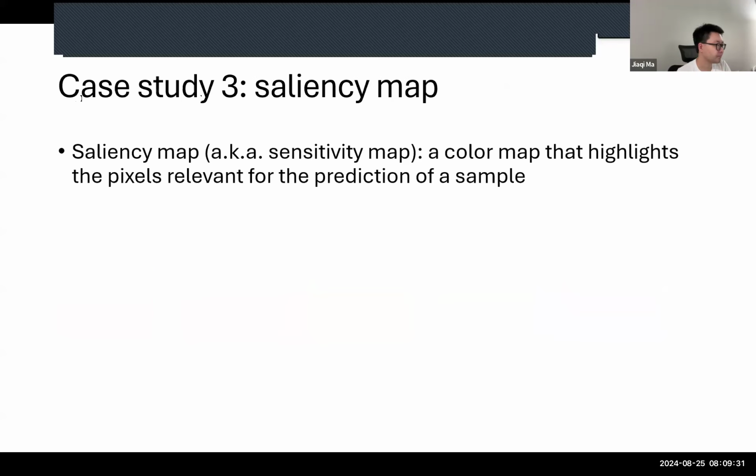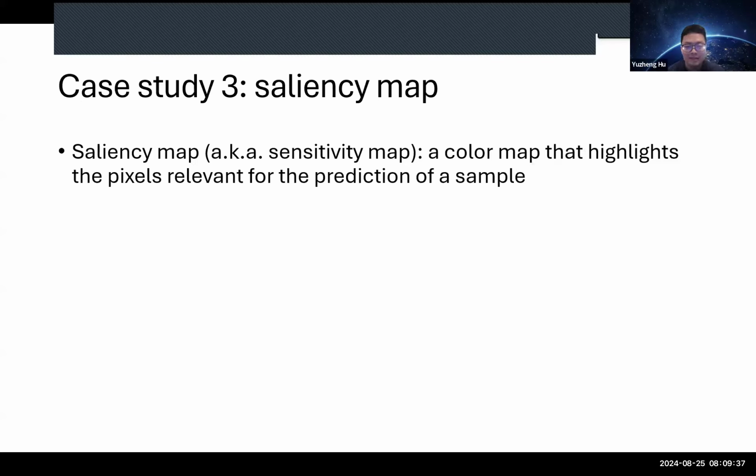Okay. So I think this is the final case study. This concerns the saliency map, also known as the sensitive map. I think this concept is very useful and frequently appears in the literature of explainability. Basically, it tries to explain a model's prediction from the lens of certain pixels in a figure. It's a color map that highlights the pixels that are relevant for the prediction of a sample.